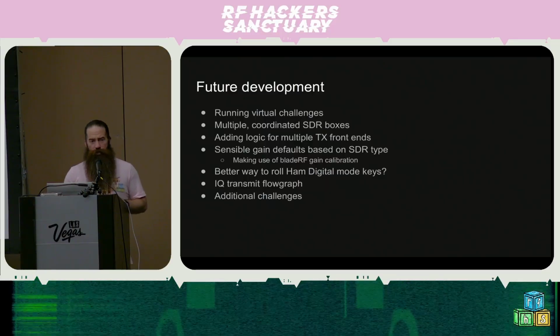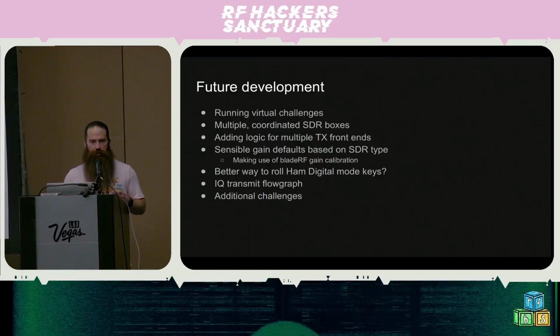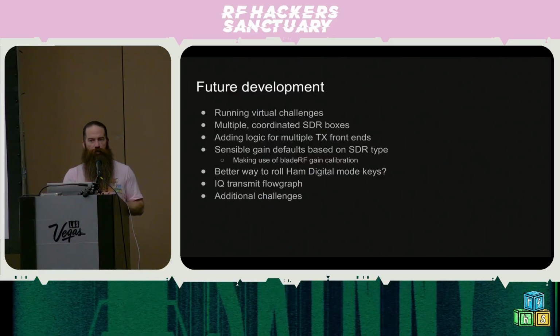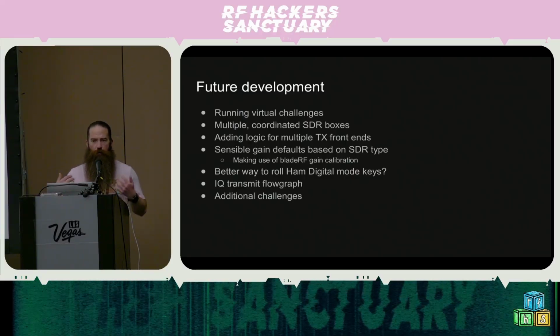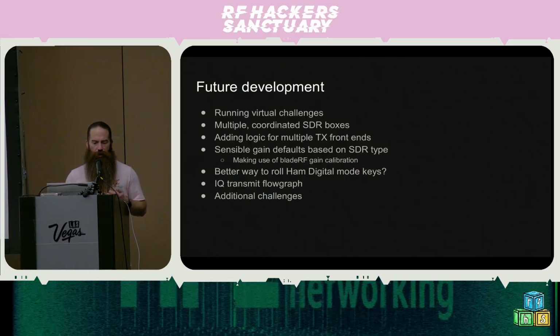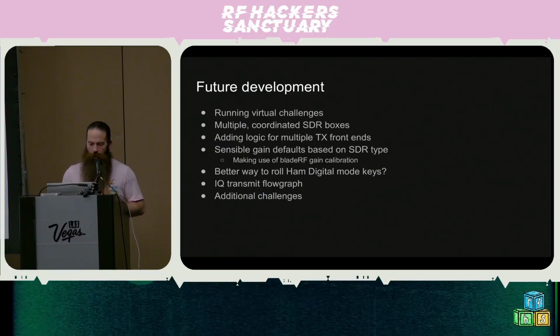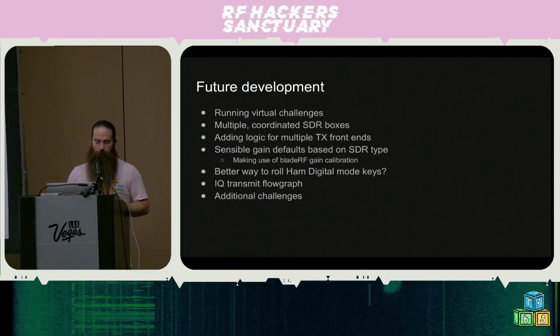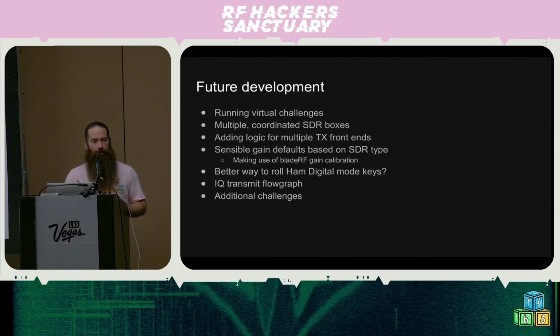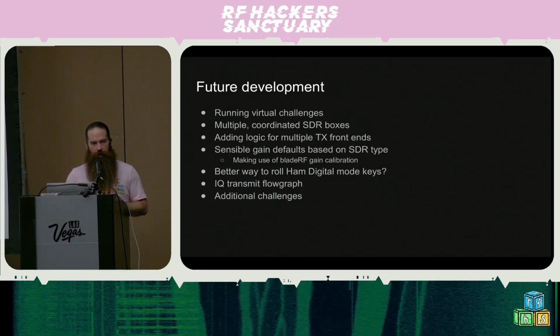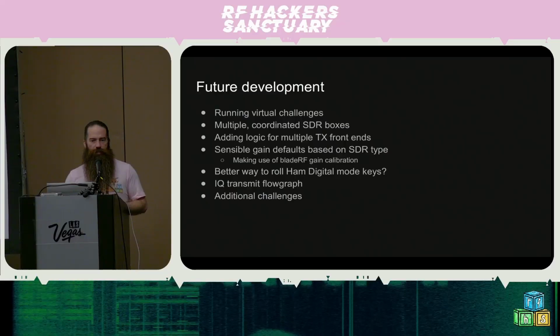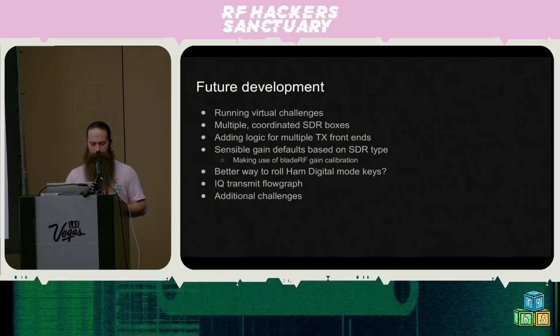But it would be really awesome to be able to have multiple SDR boxes that communicate over a network and say, hey, I'm running this challenge, I just transmitted that one, all those sorts of things, so we can have even more challenges on the air without colliding with each other. Another nice to have would be adding logic for multiple transmit front ends. So the BladeRFs have two different transmit ports, and it would be really neat to be able to have different antennas on there for different frequencies or different filters, all that sort of thing.